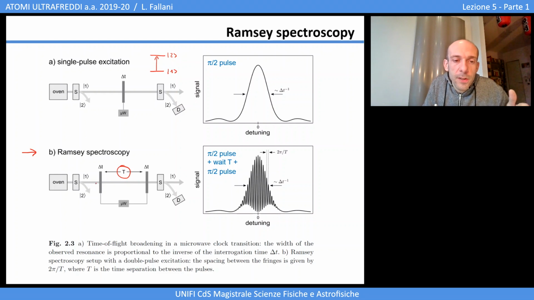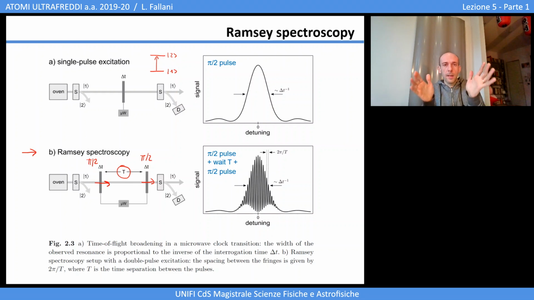So the atoms first will cross the first cavity. So we have a first pi half pulse by the first cavity. Then we have some time in which the atoms do not interact with the field. And then we have a second pi half pulse in a second microwave cavity that is driven by the same microwave source that was driving the first cavity. So basically, you have a first pi half pulse excitation, then nothing, then a second pi half pulse excitation at the same frequency. So what is the result?